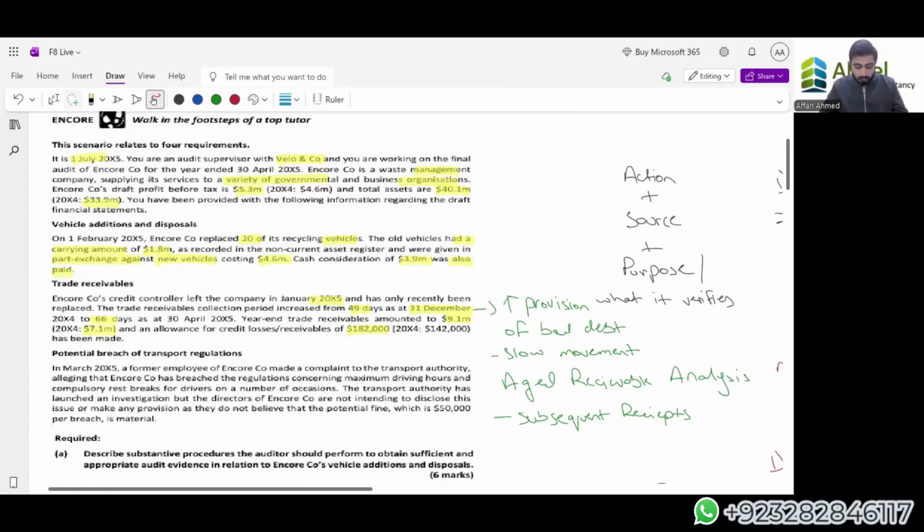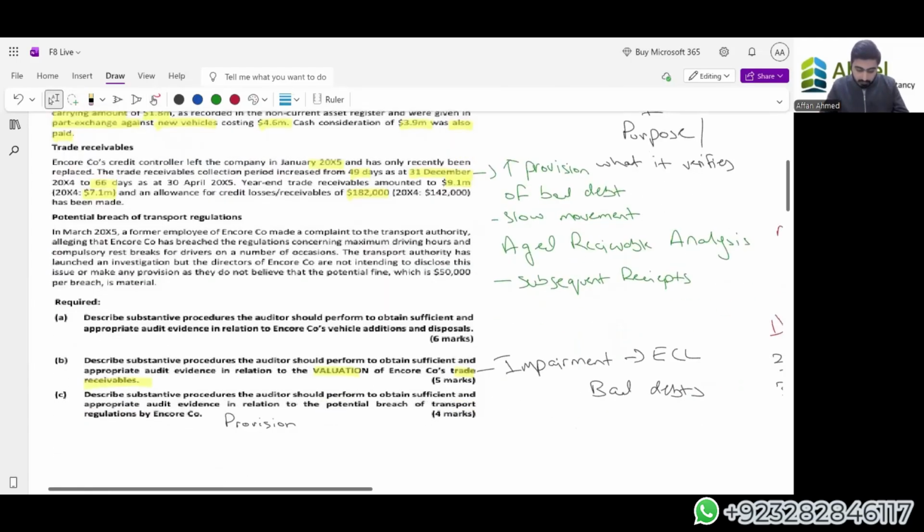Now moving towards the last area, that is what the auditor should perform: substantive procedures to obtain audit evidence in relation to a potential breach of transport regulations by Incor. So the transport regulations by Incor are potentially breached. Now, if you're breaching a regulation, what will be there? A penalty. A penalty might come your way. Now, if there is a fine given to you, that means you have a loss.